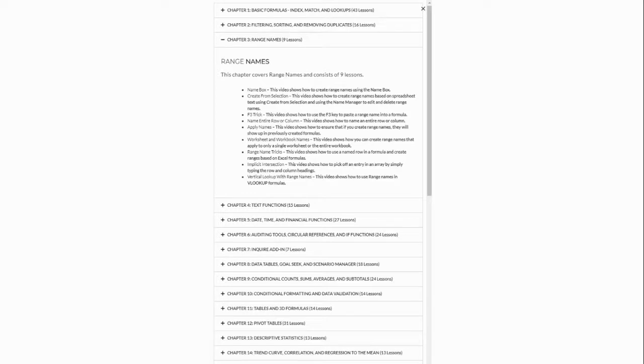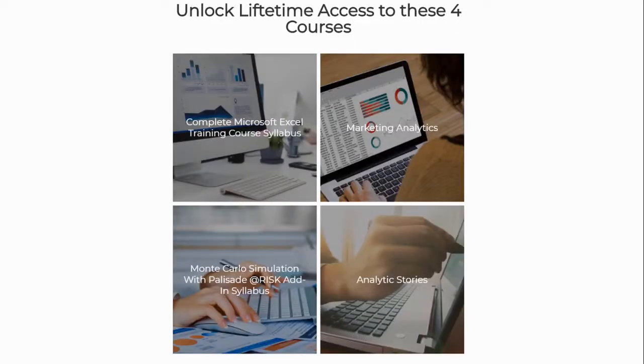Because I'll go back one here, but you're not just getting one course, you're getting 4 courses. The top left one here, the complete Microsoft Excel course, is from his book that he's been writing for Microsoft. The marketing analytics course is from his marketing analytics book. And then his analytics stories course is from his analytics stories book. And then the Monte Carlo simulation with Palisades is a very advanced course, and you would need the @RISK add-in to be able to follow along.